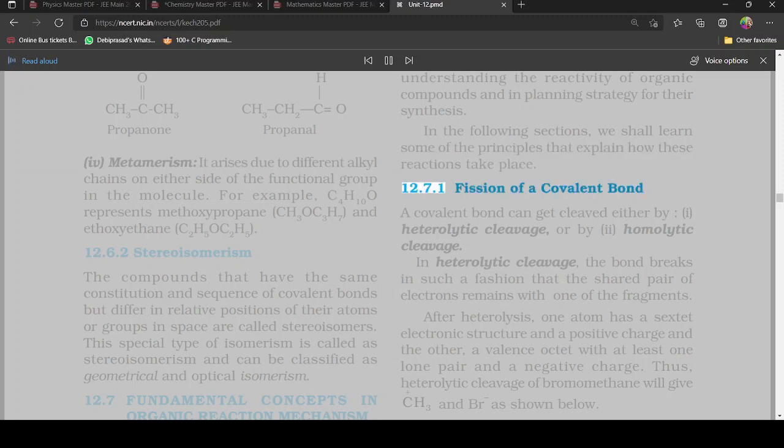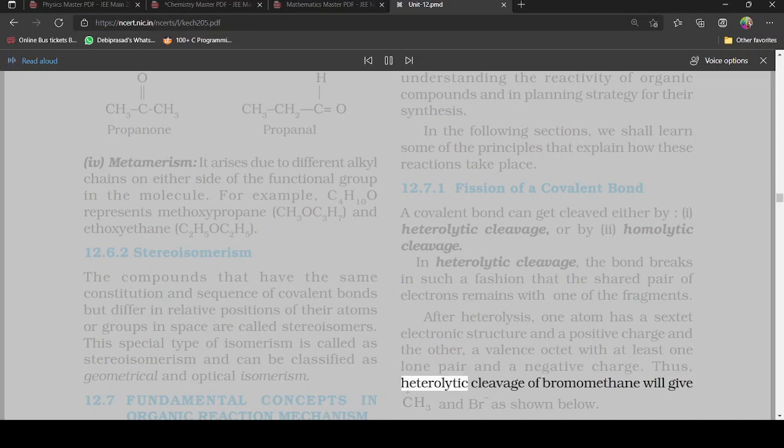12.7.1 Fission of a covalent bond. A covalent bond can get cleaved either by 1. heterolytic cleavage or by 2. homolytic cleavage. In heterolytic cleavage, the bond breaks in such a fashion that the shared pair of electrons remains with one of the fragments. After heterolysis, one atom has a sextet electronic structure and a positive charge, and the other, a valence octet with at least one lone pair and a negative charge.